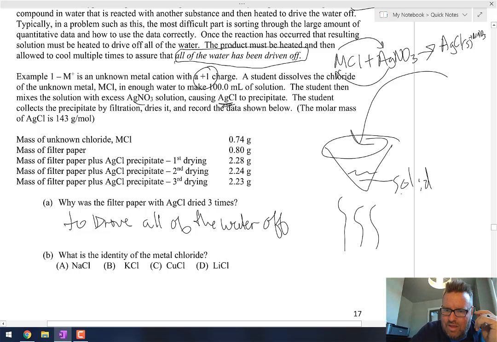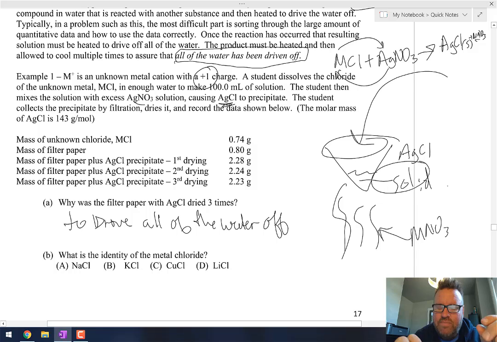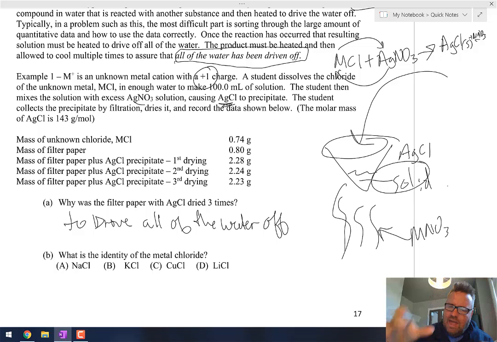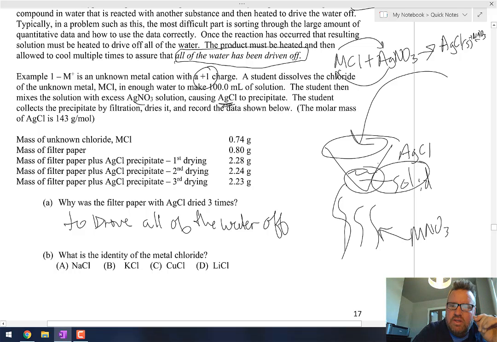So the solid that's in here is going to be the AgCl, and the MNO3 that's dissolved in the water is going to come through that filter. Unless it's a solid, if it's dissolved in the water, it will pass through the filter. Once you rinse that out and make sure that only AgCl is in that filter, that's when you dry it and make sure the mass of AgCl is correct. The student collects the precipitate by filtration, dries it, and records the data shown below.